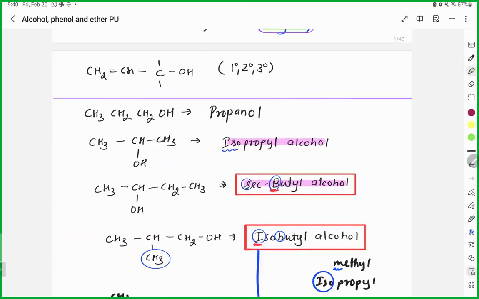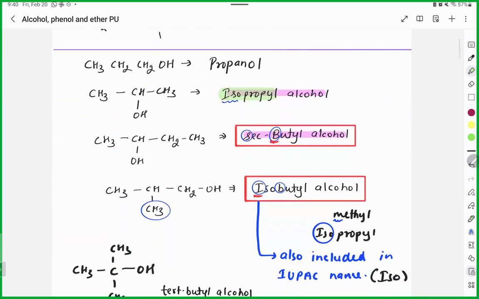For example, when you have CH3 on the second carbon, it is isopropyl, and alcohol definitely is there. But if other than the second carbon you have a CH3 group, then it will be known as iso. So isobutyl alcohol has four carbon in the straight chain.